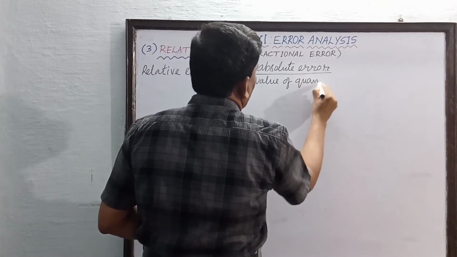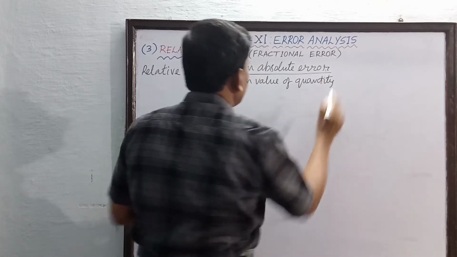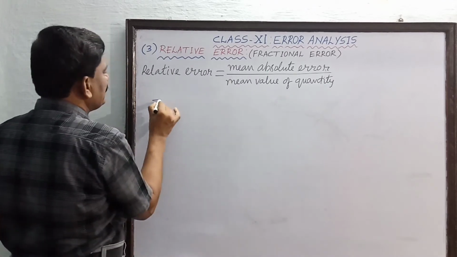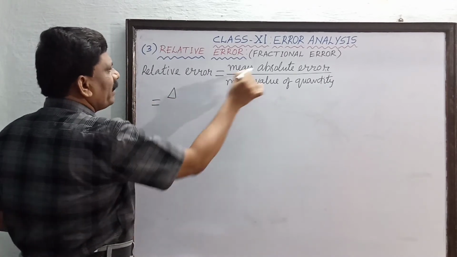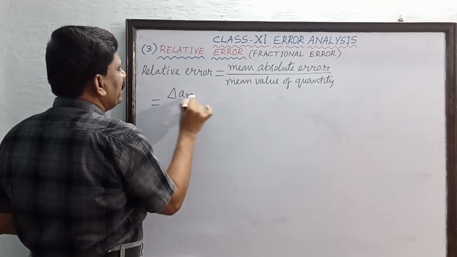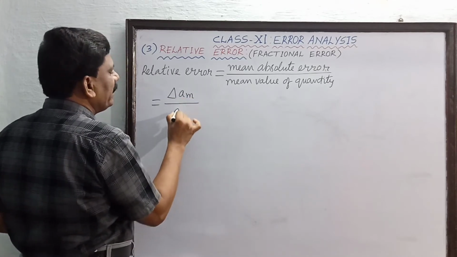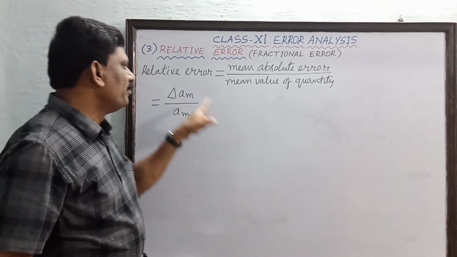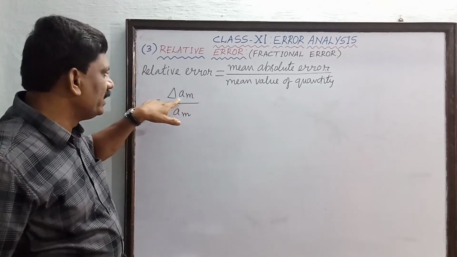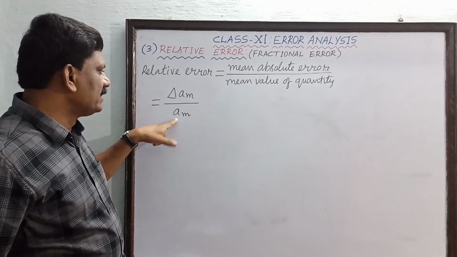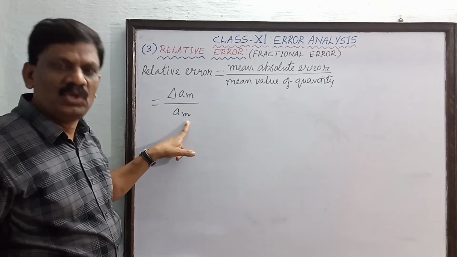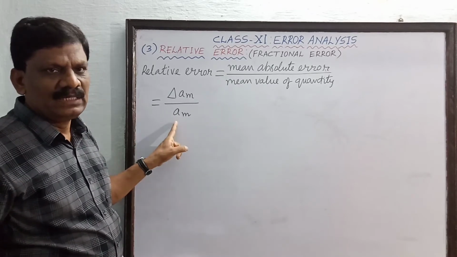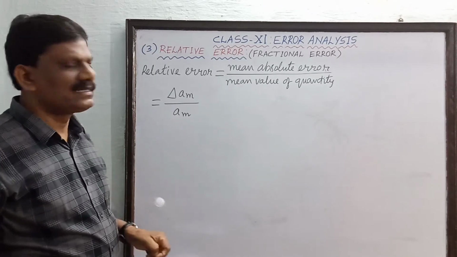Whichever physical quantity we have measured, that true value is also called the mean value. So by symbol this is equal to delta AM divided by AM. These are the symbols we have used for the mean absolute error of a physical quantity A, and this is the mean value or the true value of the physical quantity A.